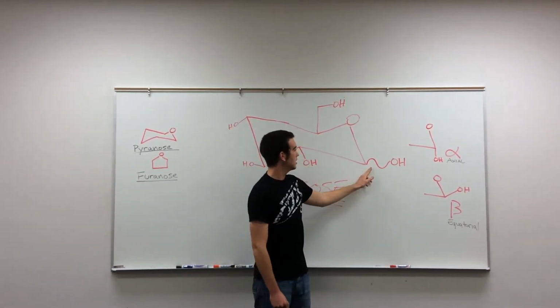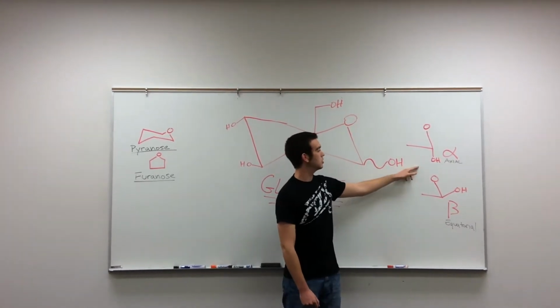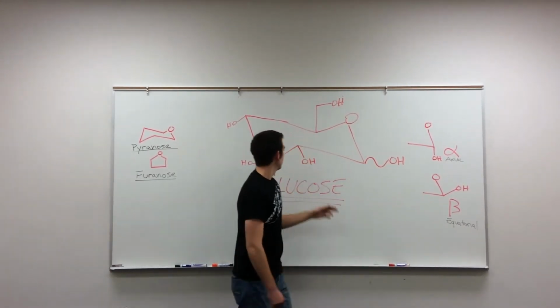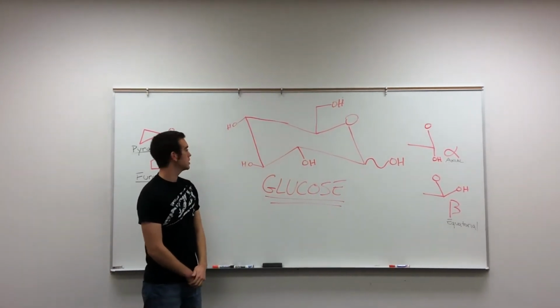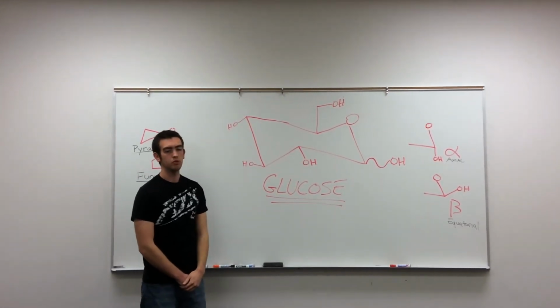And this carbon is able to have either an axial or an equatorial bond. If it's an axial bond, we call it alpha. If it's an equatorial bond, we call it beta. All of these are equatorial, but if we switch them and make them axial, we will change the nature of the sugar. And we're going to go and explore those.